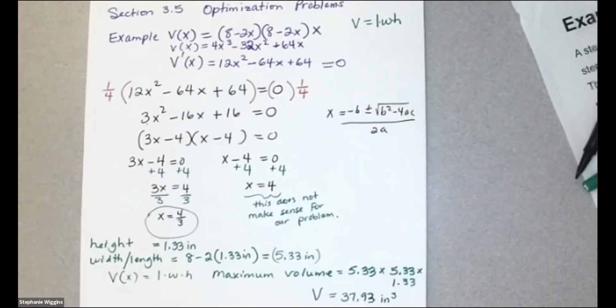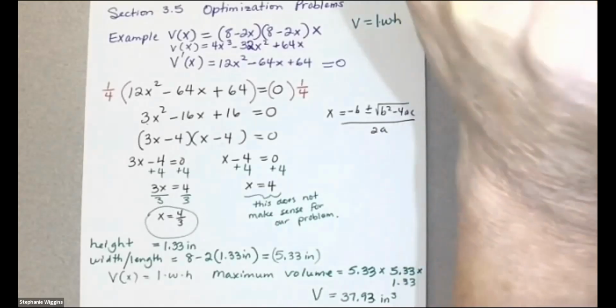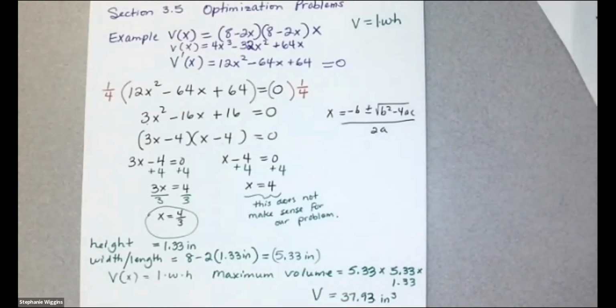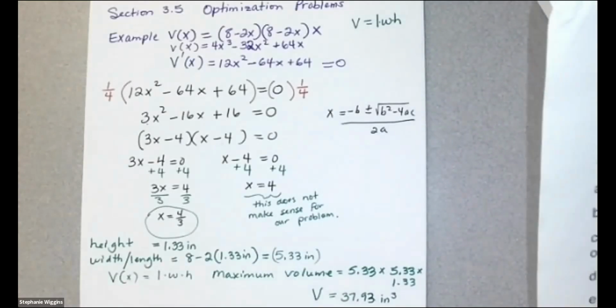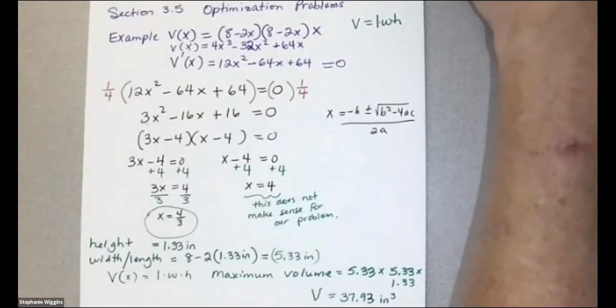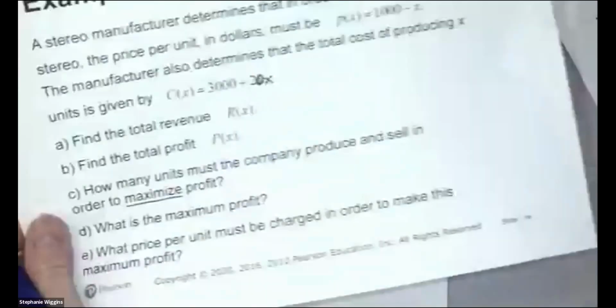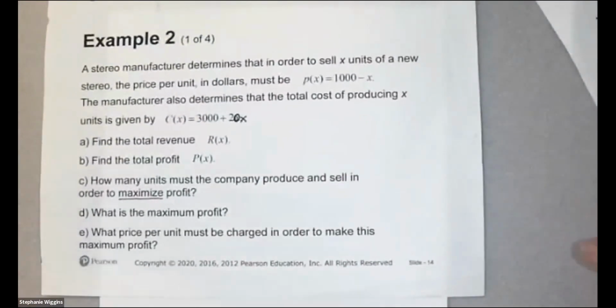And in business, often you're going to want to optimize things like profit. So let's look at another example, which involves the profit of a manufacturer of stereos. Any questions on this one before I move away to the next example? And there's one very similar to this problem in your homework.